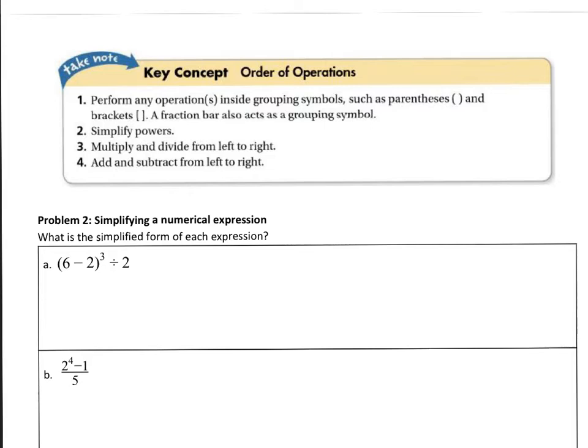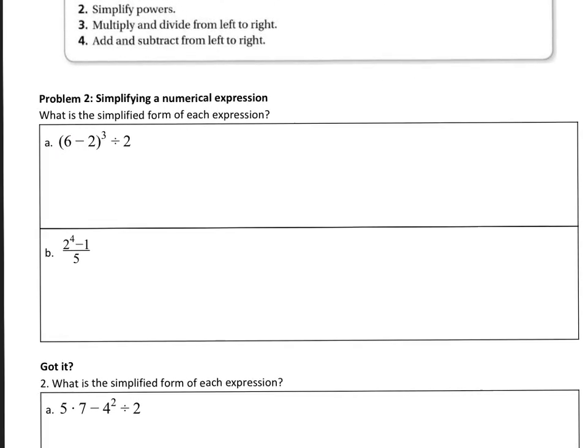You do those grouping symbols first, parentheses first. So parentheses and brackets. Then you simplify powers, then you multiply and divide from left to right. Multiply and divide, you don't multiply before you divide. Those are equal to each other. So you do the multiplication or the division, whatever comes first, left to right. And then finally add, subtract from left to right. So just make sure that we're following those orders of operations when we're simplifying some more of these numerical expressions.